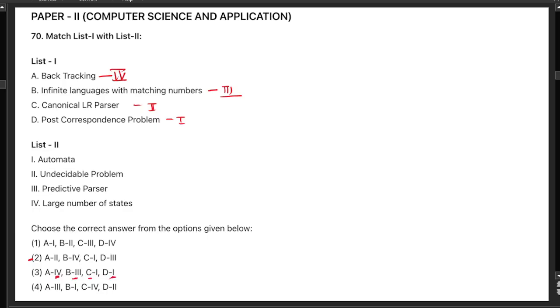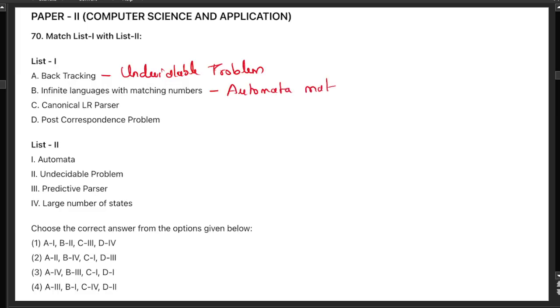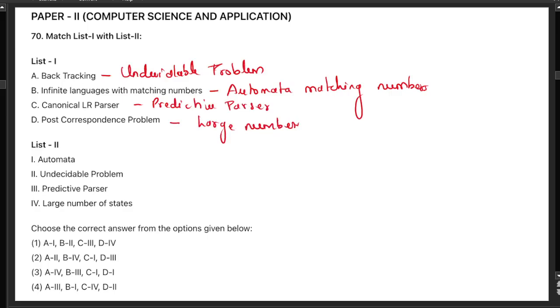So something is wrong here, because as you can see, here one and here one, this cannot be true. That is why the options are not correct in themselves. So the correct answer I will write: backtracking matches with undecidable problem. Infinite language matches with automata matching numbers. And canonical LR parser matches with predictive parser. And Post correspondence problem matches with large number of states. Okay, everyone, so this is the correct one.